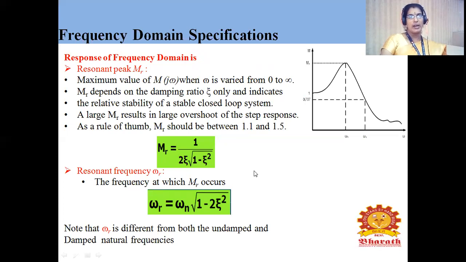Second specification is resonant frequency omega r. The frequency at which MR occurs is nothing but the resonant frequency. See, the maximum value, where you are getting the corresponding frequency, is nothing but the resonant frequency omega r. Omega r is equal to omega n into root of 1 minus 2 zeta square. Here, omega r is the resonant frequency, omega n is the undamped natural frequency, and zeta is the damping ratio. So note that omega r is different from both the undamped and the damped natural frequencies.